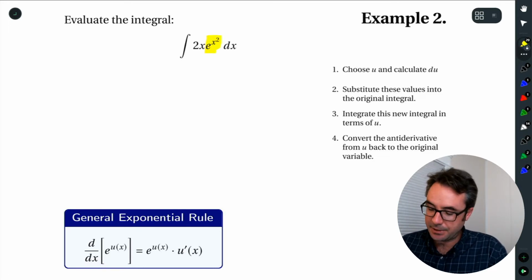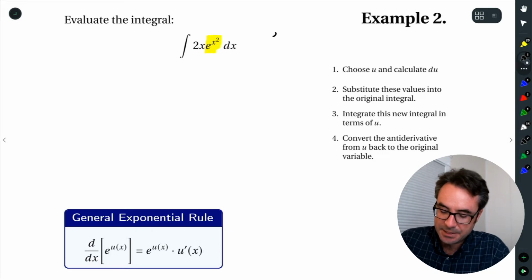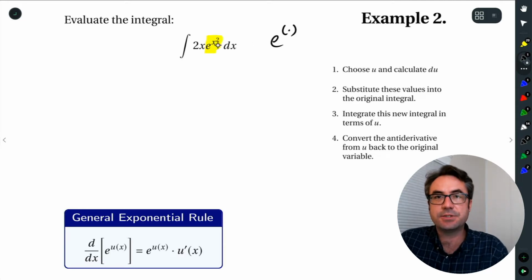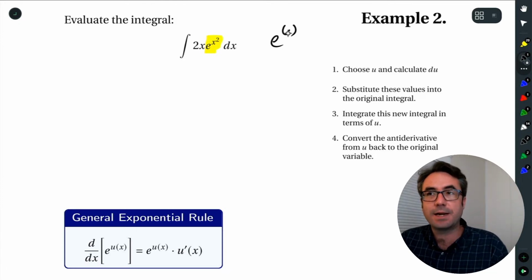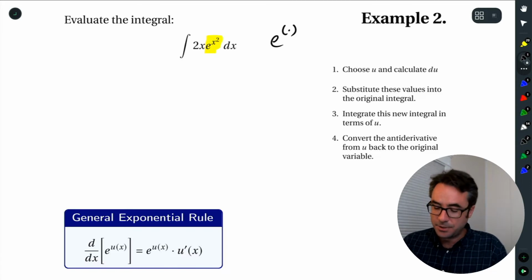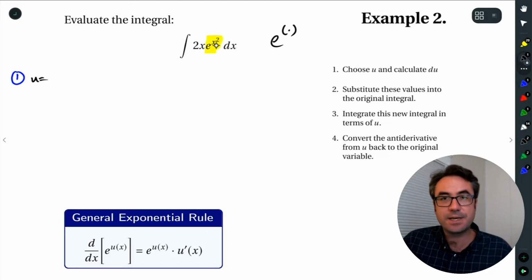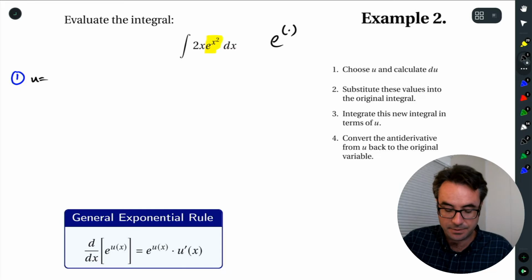And so what I'm seeing here is an exponential. We have this exponential function, and inside the exponent, it's not just x, it's x squared. So we have this exponential function with more complicated terms inside the exponent. And so my choice for u in step 1, I'm going to try letting u equal those terms inside the exponent, the x squared there.